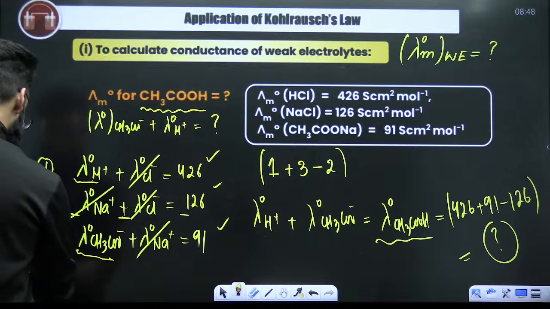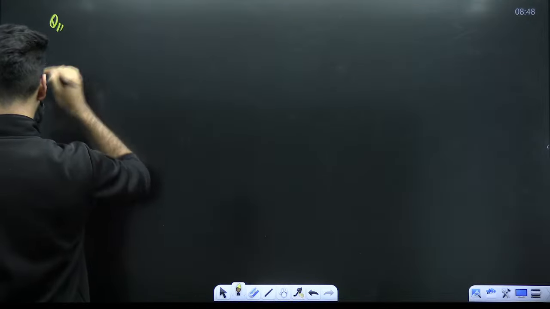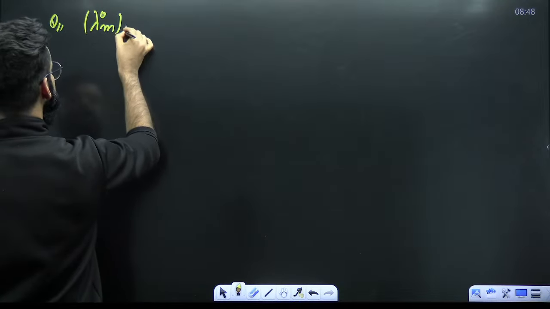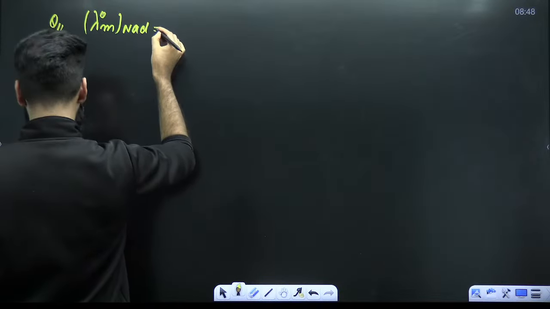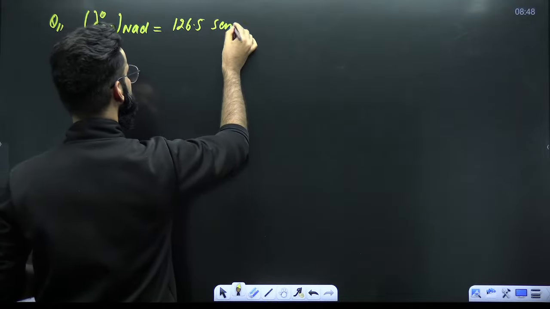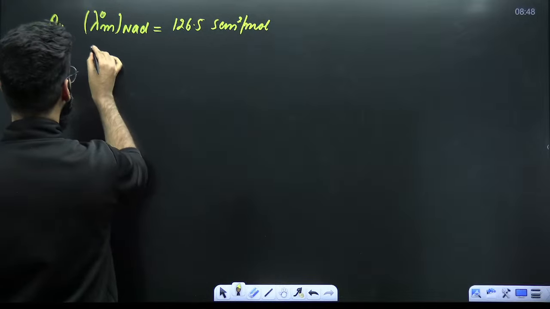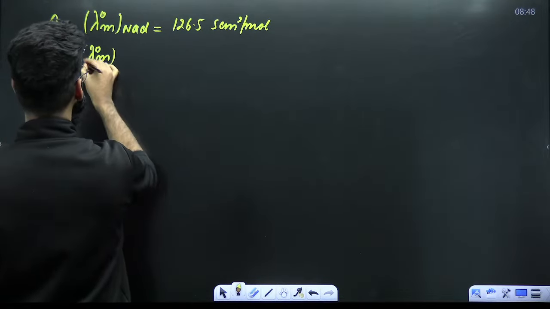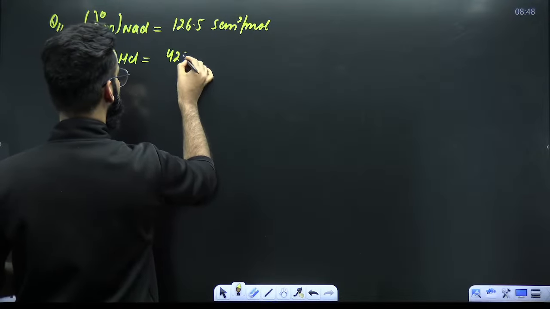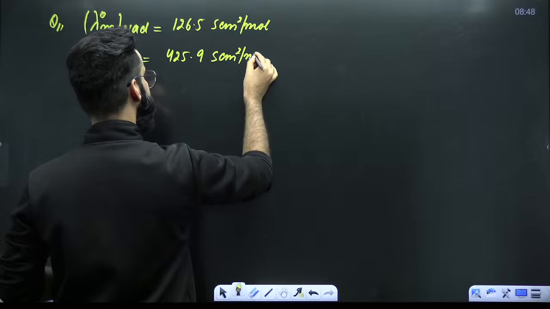Let me give you one more question. Let me see if you can solve this or not. I'm giving you lambda naught M of NaCl. This value I'm giving you as, for example, 126.5 Siemens centimeter square per mole. Second value I'm giving you is lambda naught m of HCl, which is 425.9 Siemens centimeter square per mole.